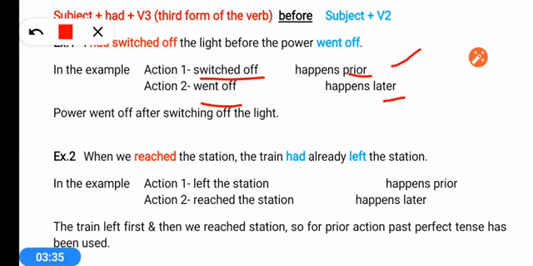For the prior action we use past perfect tense, and for the later action we use past simple tense. Sorry, there is a mistake here. I said present perfect tense, not past perfect tense. It means had plus V3, and for the second action we use past simple tense, which means the second form of the verb. So the combination is had plus V3 plus V2.